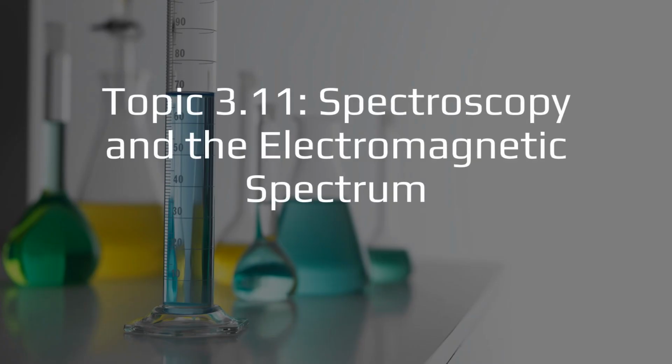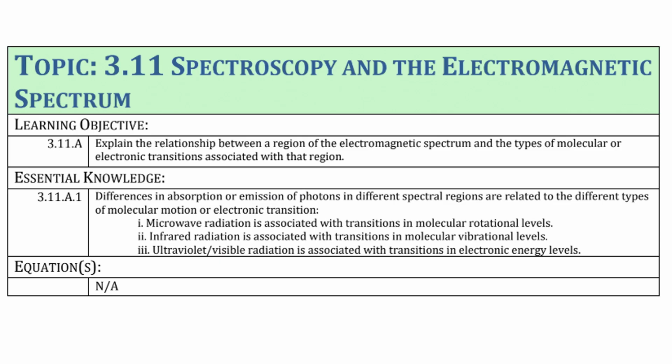Topic 3.11, spectroscopy and the electromagnetic spectrum. The objective is to be able to explain the relationship between a region of the electromagnetic spectrum and the types of molecular or electronic transitions associated with that region.